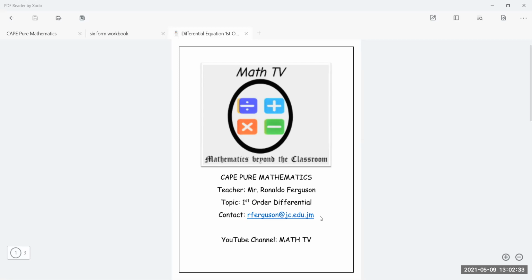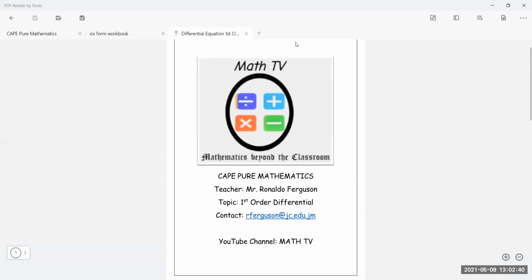So I already uploaded the notes. Before we start differential equations, I just want to show you where this comes from. Look at this. Imagine if I give you y equal to 3x squared. How do you find dy by dx? It would be 6x. dy by dx would be equal to 6x.